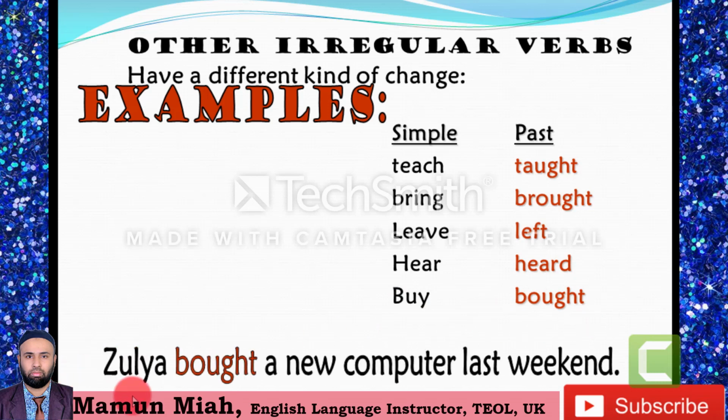For example, Julia bought a new computer last weekend. Look, at the primary stage we had talked about the phrases, the indications why we would call the sentence past tense. Here is an example, last weekend. This adverbial phrase indicates the past time, that the action is already done. Julia bought a new computer last weekend. It's a past simple sentence.